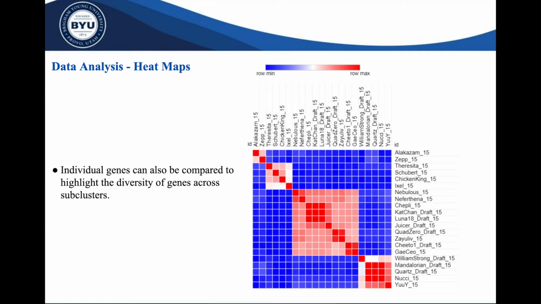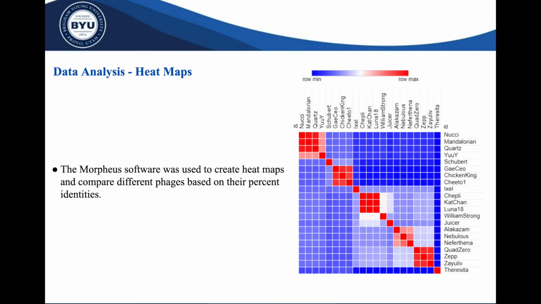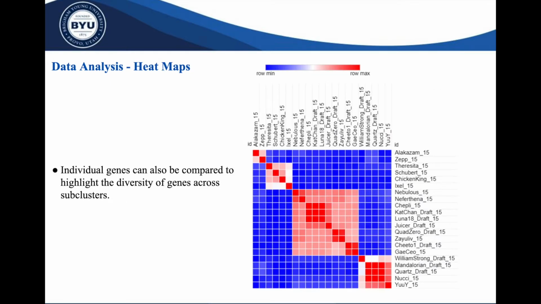However, even though the other phages were not ordered together based on their subcluster, EA10 phages were. In the bottom right corner, we can see that EA10 phages were still clustered together for gene 15. Interestingly, William Strong, a member of subcluster EA6, was also clustered with EA10, showing similarities between gene 15 of William Strong and the EA10 subcluster.